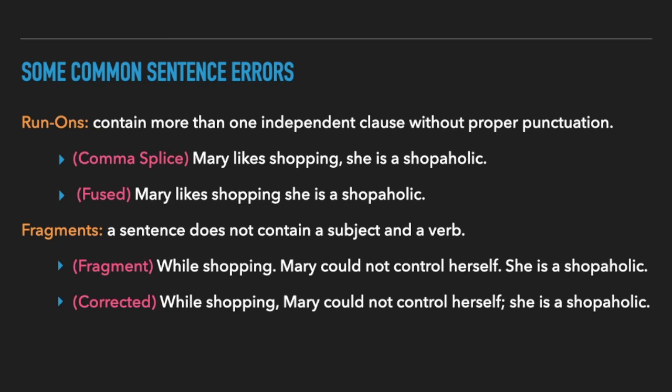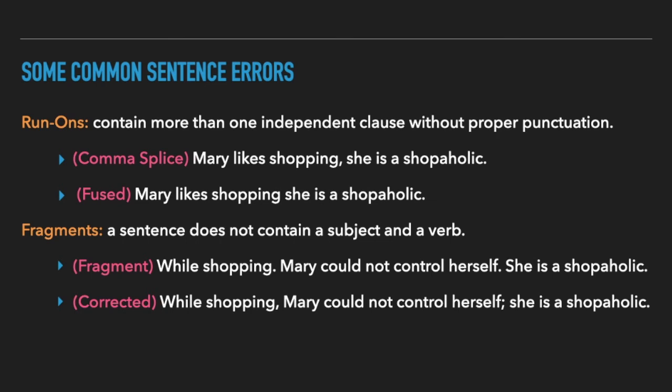So in the first example, Mary likes shopping, comma, she's a shopaholic. Those are both independent clauses, and you can see there's a subject and verb on each side. Mary is the subject, likes is the verb, she is the subject, is is the verb. So we need to maybe make one of those dependent. So we could say, although Mary likes shopping, comma, she is a shopaholic. That would fix the sentence.